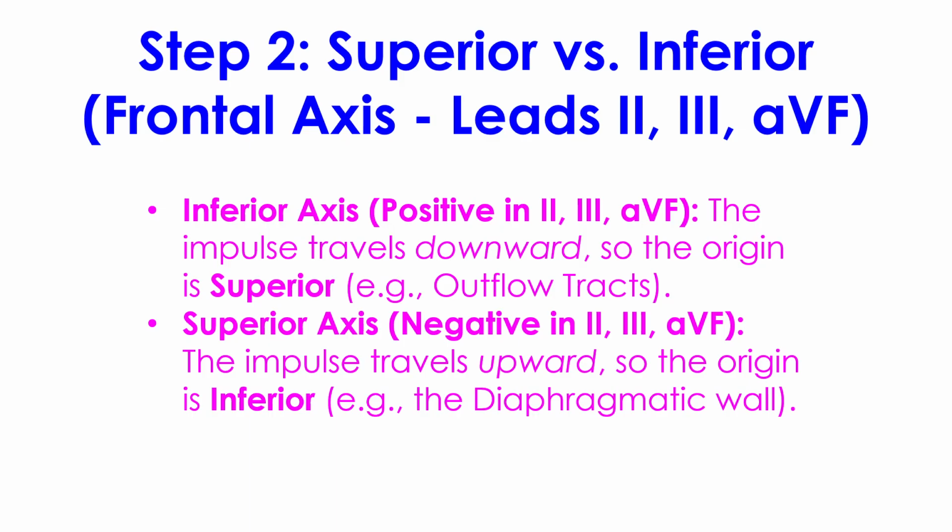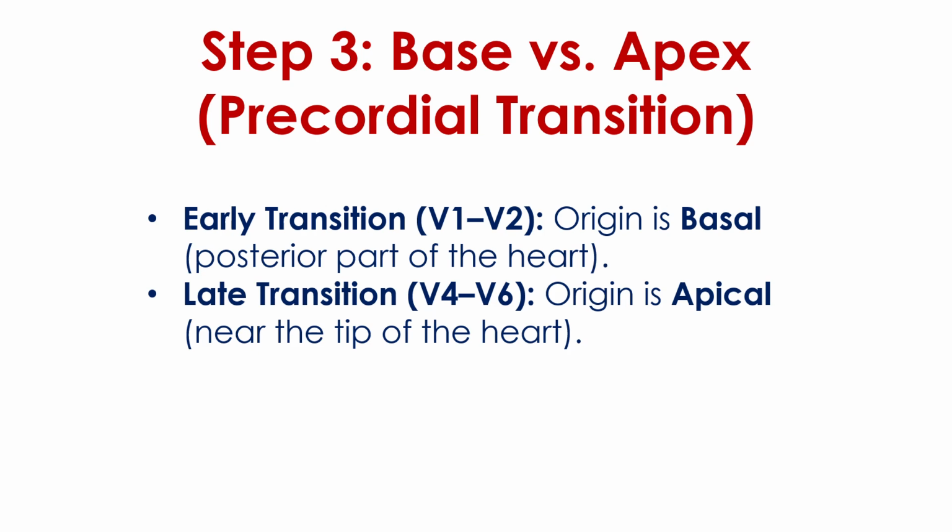Superior axis, negative in leads 2, 3, aVF. The impulse travels upwards, so the origin is inferior. Example, the diaphragmatic wall. Step 3, base versus apex based on precordial transition.